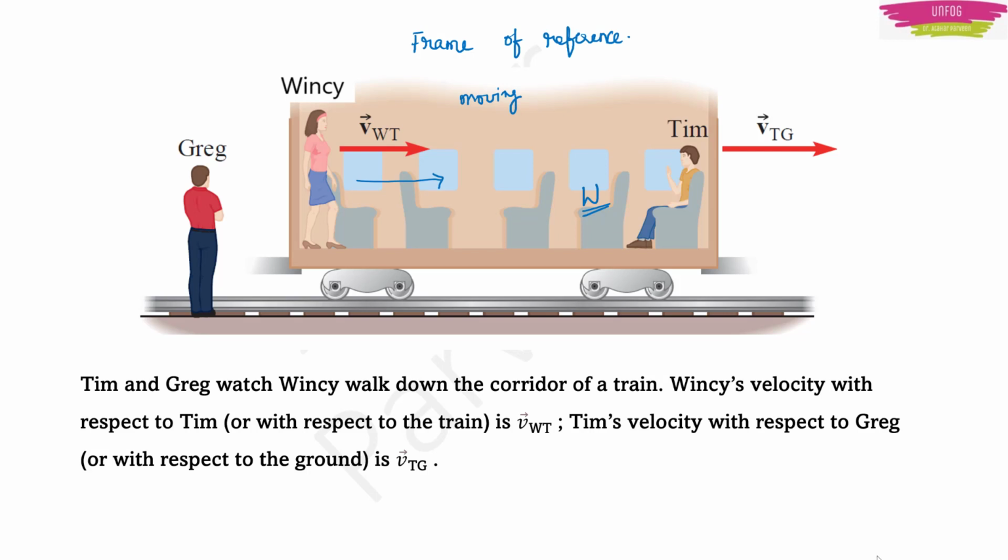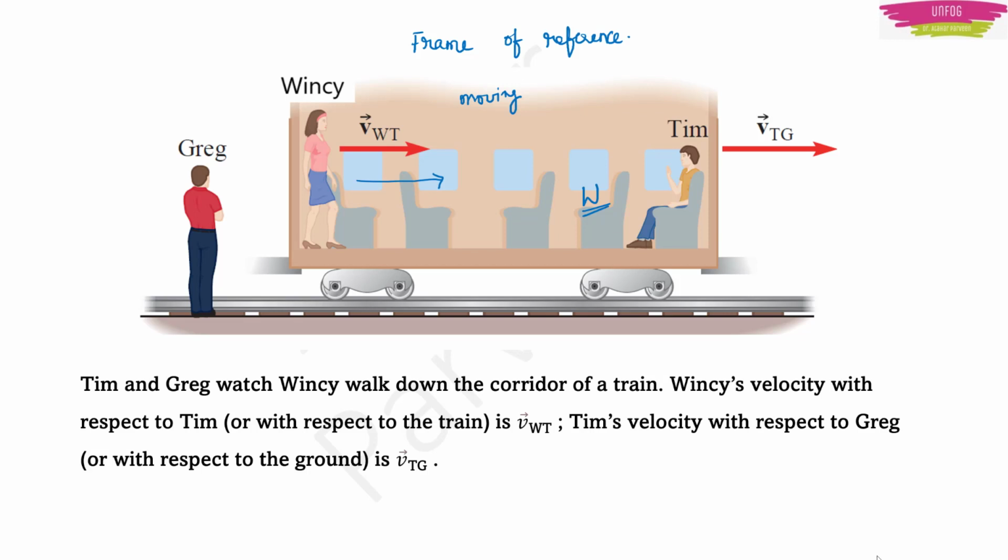Now Vincy's velocity with respect to Tim, or with respect to the train, will be different, and Vincy's velocity with respect to Greg will be different because Greg is standing on the ground. So velocity with respect to Greg, or velocity with respect to the ground, will be different, right? If you see from Greg's perspective, because at that time your frame of reference will become the ground.